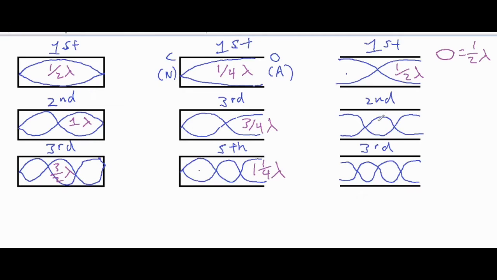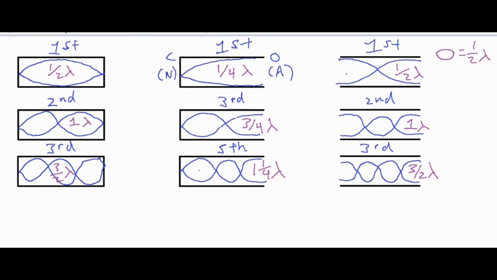This one over here we have half in the middle, 2 quarters on the outside, so we have 1 total. And the last one we have 2 halves in the middle, so that's 1, and then a quarter on the outside, so that's 1 1/2 or 3 halves. All right, so we know how many wavelengths we have in each of the tubes.